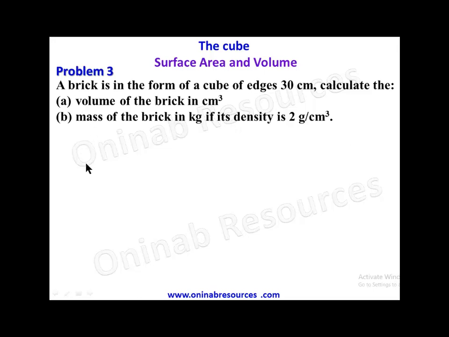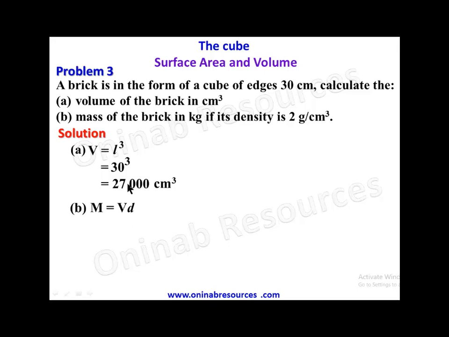So in the solution to this problem, we are going to calculate the volume, and we know volume V is equal to L cube, and our L here is 30. So we have the volume to be 30 cube, and 30 cube is 30 times 30 times 30. If you concentrate on 3 times 3 times 3, that will give us 27. We add 3 zeros, it will give us 27,000 cubic centimeters.